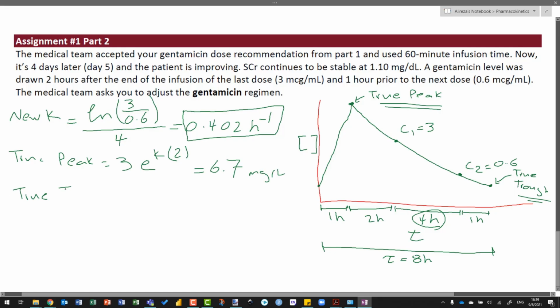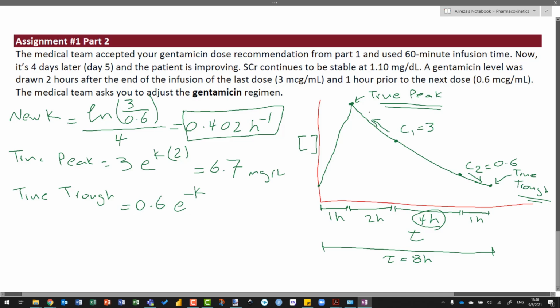And then we do the same to get the true trough. Again, you can use either C1 or C2 or even the true peak that you calculated, as long as you calculated it correctly. In this case, I'm going to use C2 because it's closer to trough, and I know there's only 1 hour between them, so that's going to make the easiest calculation. So I'm going to say 0.6. Now, because we're going in a different direction, you do need to put a negative before k. So this is negative k because we're going in this direction.